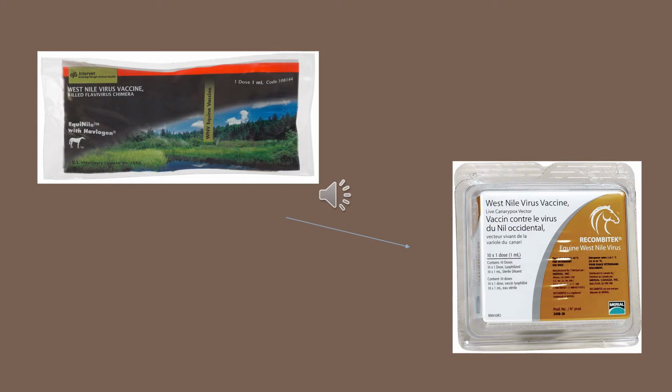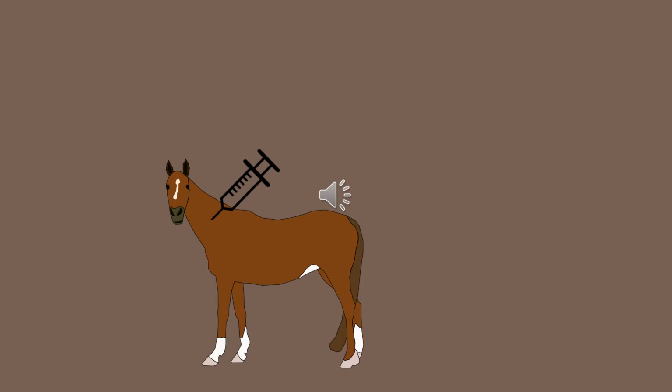For example, to the left is a killed flavivirus chimera vector compared to the right, which is a live canarypox vector. West Nile vaccinations are given intramuscularly to equines, which allows the passage for the vaccination that is given to enter the body and to begin stimulation of its adaptive immune response.